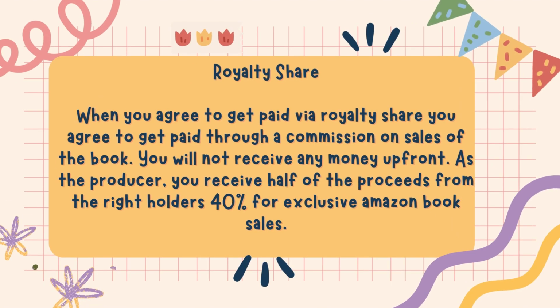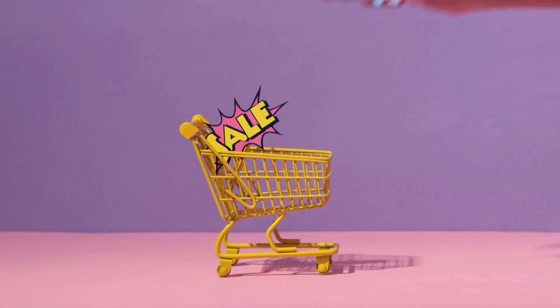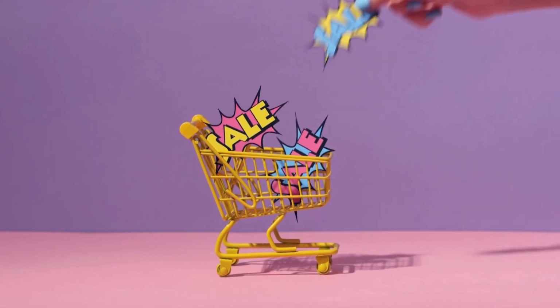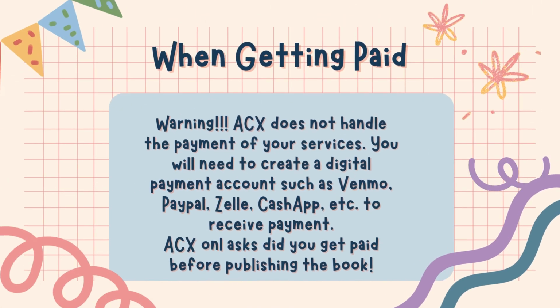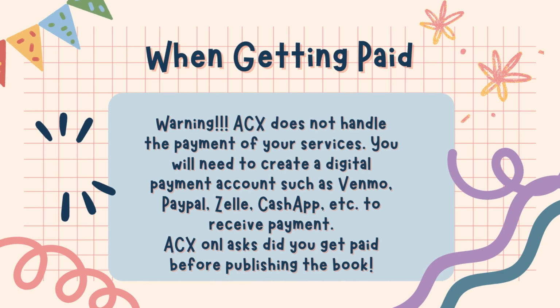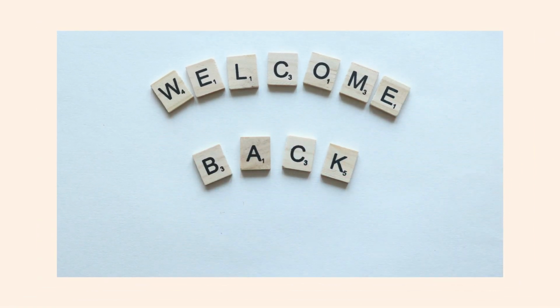The other way to get paid is through royalty share. With royalty share, you and the rights holder split 40% from Amazon's exclusive sales. This means you will not receive any pay up front. All payment is based on book sales. ACX does not provide a process for payment. You will need to establish a digital pay source, something such as Cash App, Venmo, PayPal, to make sure you can get paid. Now, back to the auditioning process.